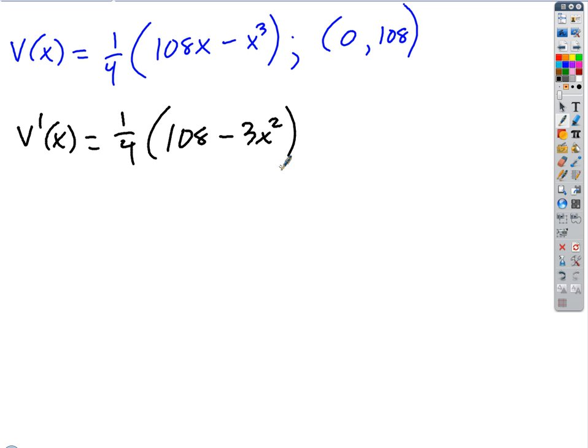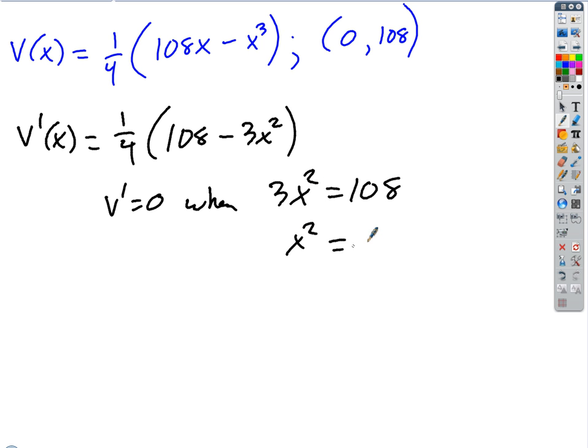So if we want to find the critical numbers, the first derivative, then V prime equals 0 when? Okay, good. Yeah, when that factor right there is 0, right? So when 3x squared equals 108. Which would mean when x squared equals, what, 36? Yeah. So x equals 6. Now, mathematically, it's plus or minus 6, but we'll just discard the negative, right? It doesn't make any sense. It's not in our domain. So in our domain, it just gives us 6.